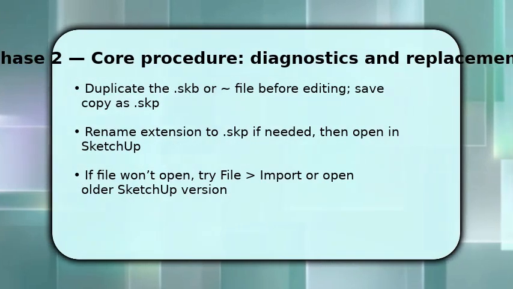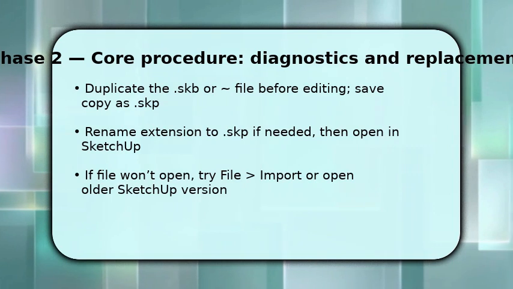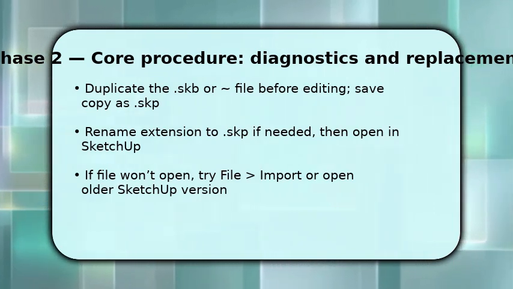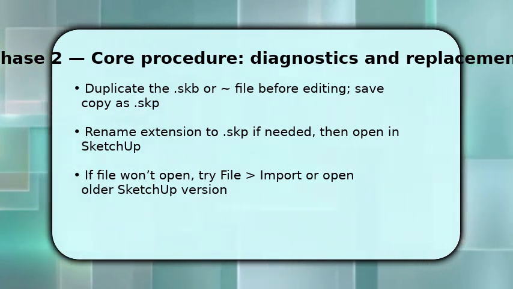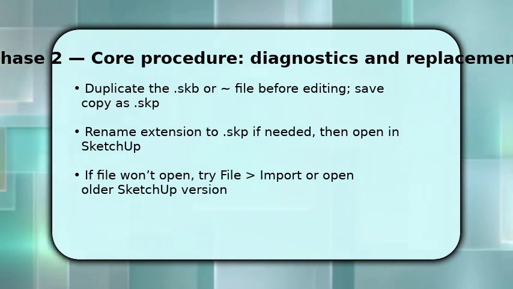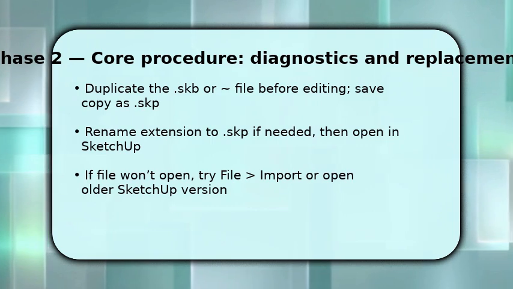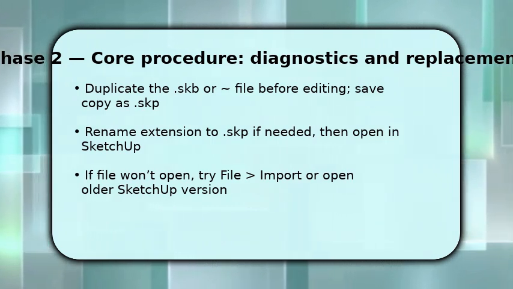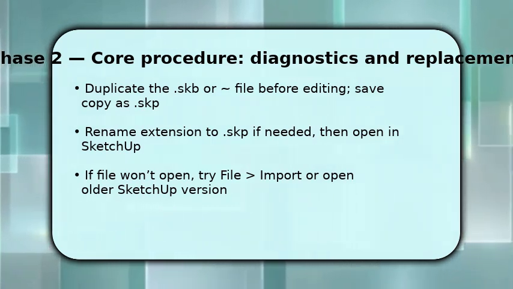Once you have the backup file, duplicate it immediately so you keep the original intact. Rename the copy's extension to SKP when necessary. This tells SketchUp to treat it as a model. Then open SketchUp and use File Open or use File Import if Direct Open fails.